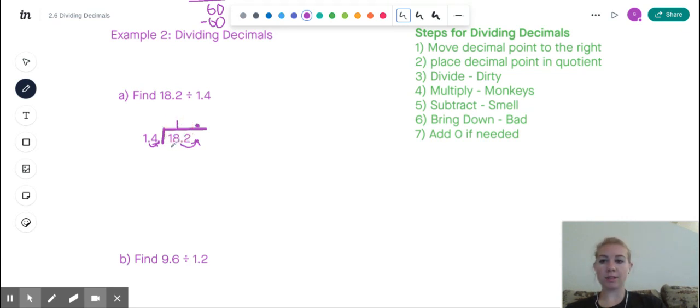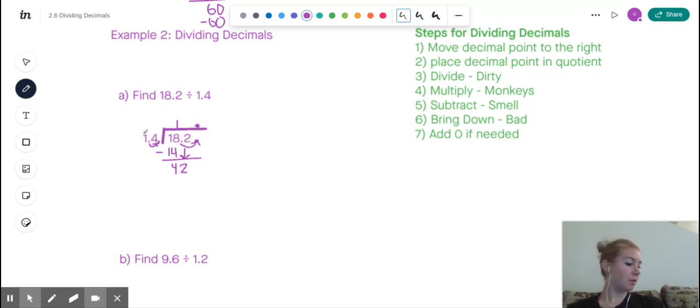And 1 times 14 is 14. And then we're going to subtract. 8 minus 4 is 4. 1 minus 1 is 0. Step 6 is to bring down. So now it's 42 divided by 14.